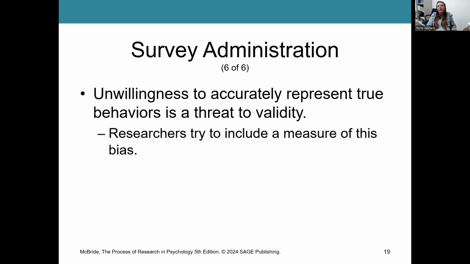Sometimes people are unwilling to accurately represent their behaviors, and that's a threat to validity because how are you ever going to know the difference, right? So there's some bias in there because of social desirability, and people want to appear a certain way. And so we try to get a big enough N that hopefully washes out the threat to the validity, but it is still there, right? You don't know if someone's answering honestly or not, but we hope they are.